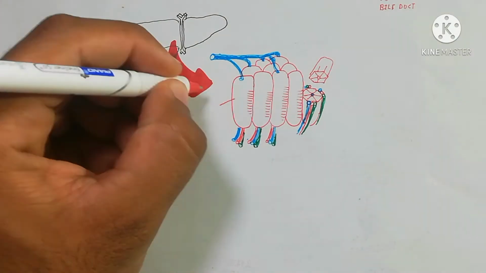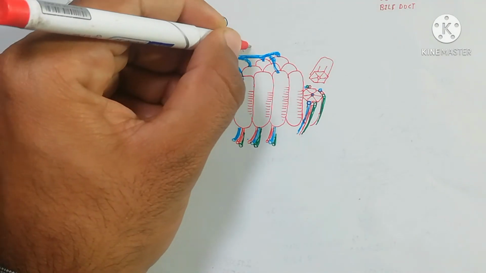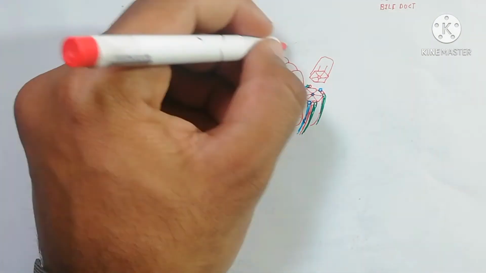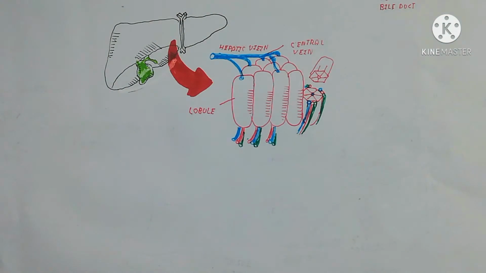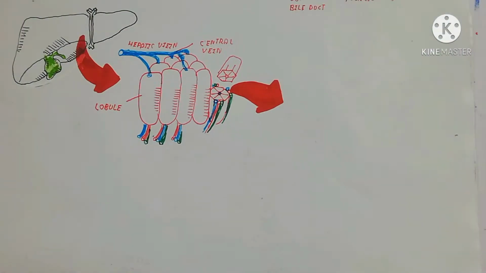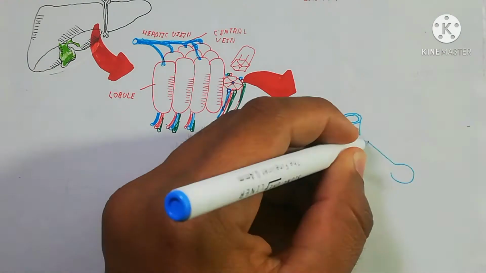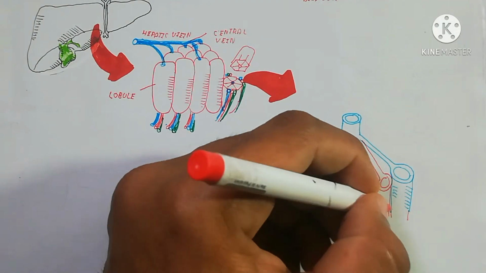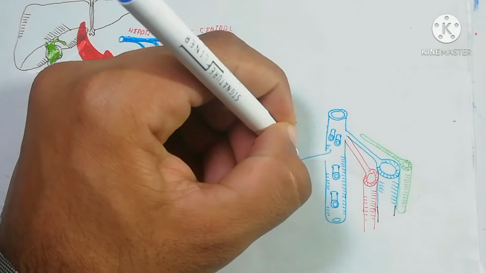hepatocytes. This hepatocyte has a very amazing arrangement, a rounded shape, and the portal vein is surrounded by it. The whole portal vein is one lobule. So the structure looks like that.